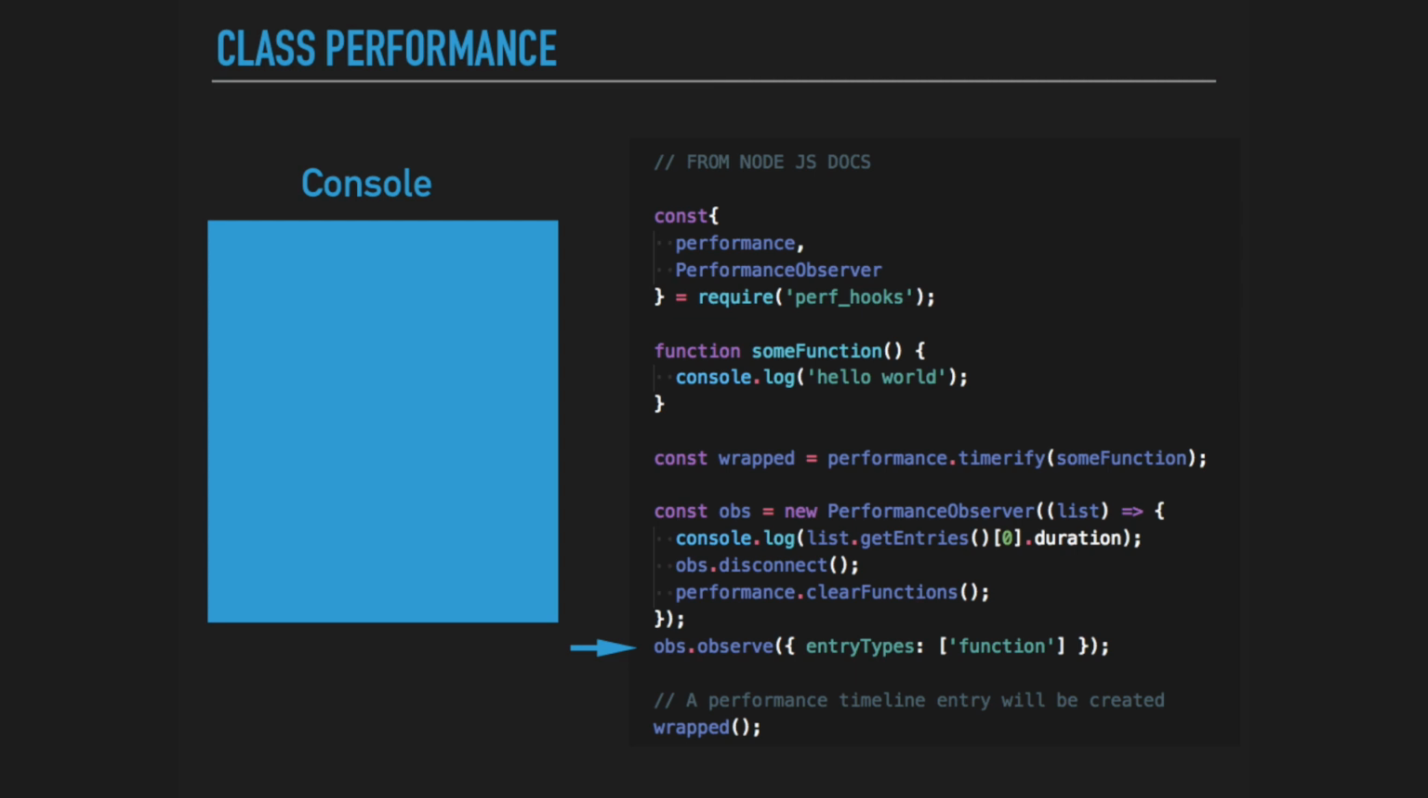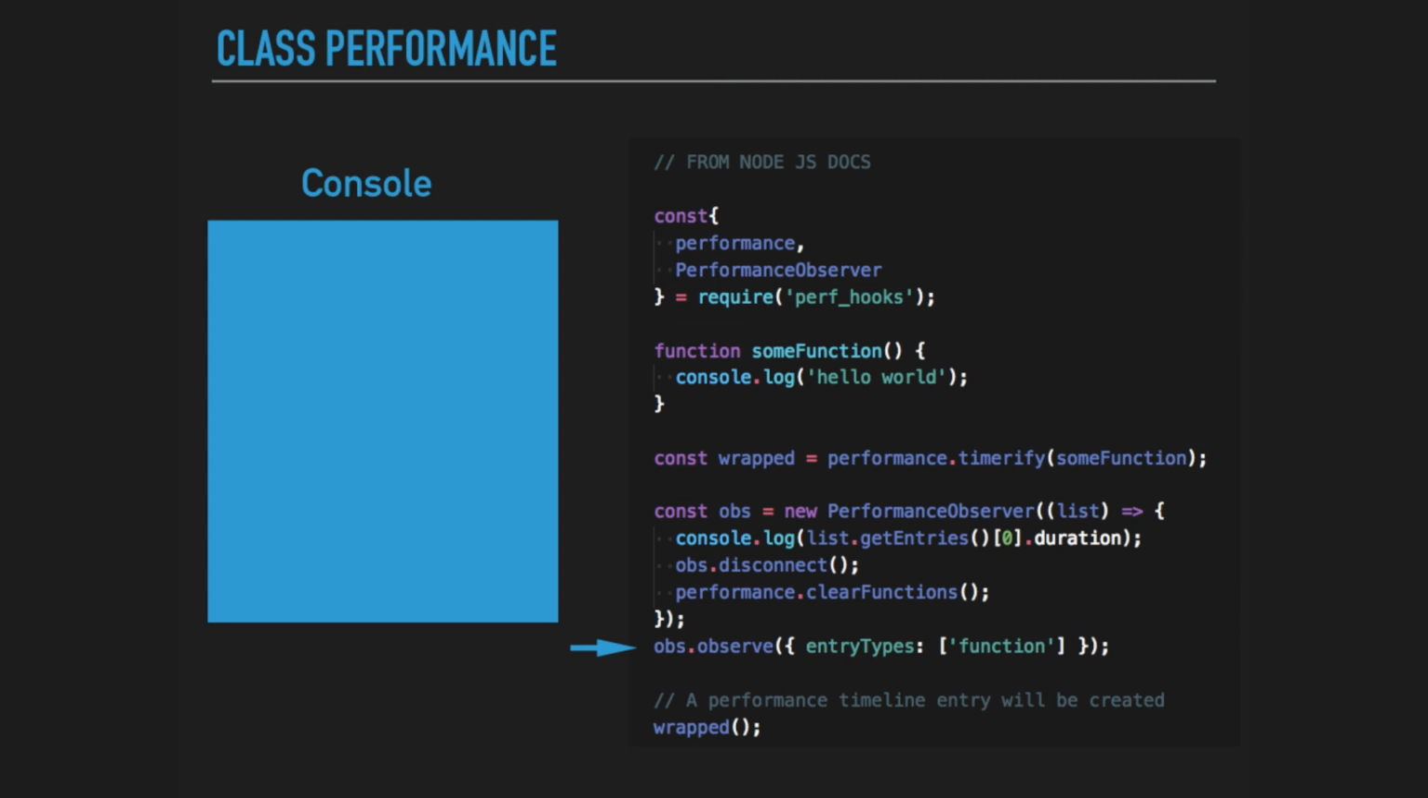So we have an object entryTypes that takes in an array, and we're saying we want a function. We need this in order to get the timing details, so this is important. If you wanted to use any sort of performance observer, you would need to pass in an entry type. It is a required field, and there are a few other entry types to go into, but I'm just going to focus on functions for right now.